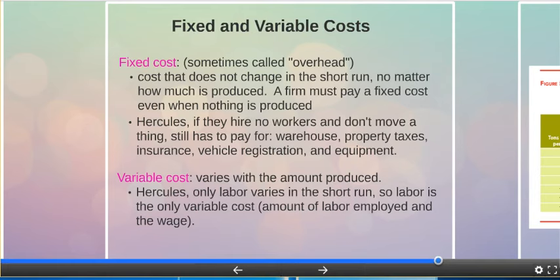On the flip side, a variable cost varies with the amount produced. With Hercules, the only variable cost is labor. So if Hercules hires no labor and its output is 0, the variable cost is 0. As it hires more labor, output increases, but so does variable cost. Variable cost depends on the amount of labor employed and on the wage you pay the labor. If the firm can hire each worker for $100 per day, the variable cost equals $100 times the number of workers hired.